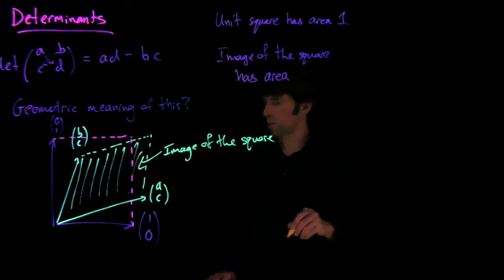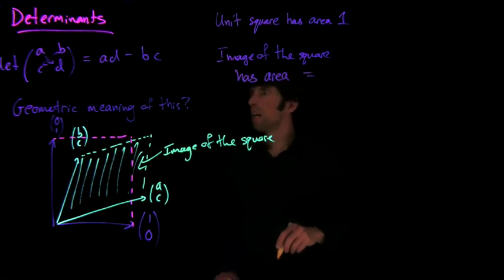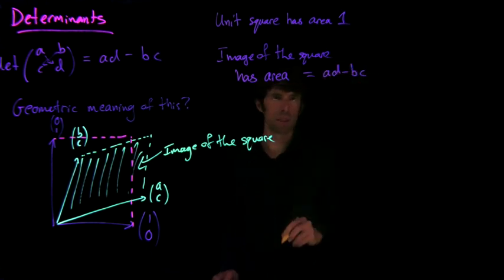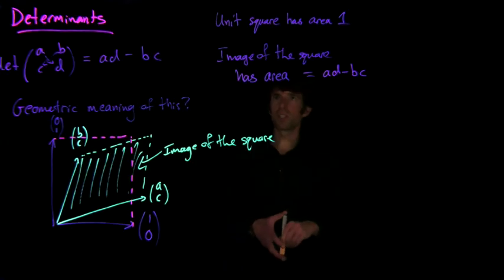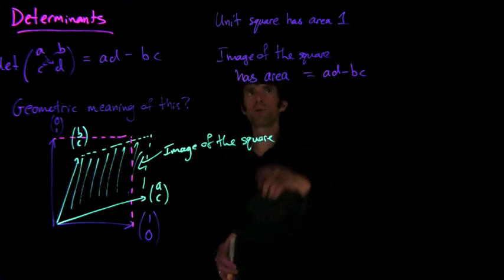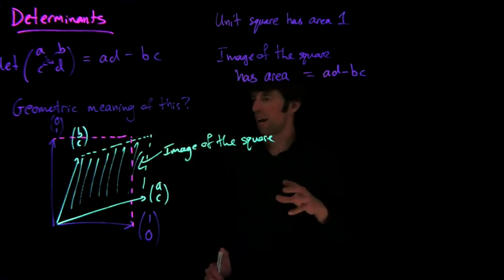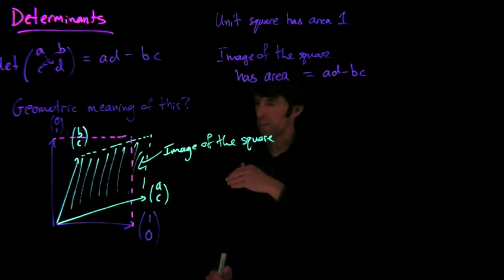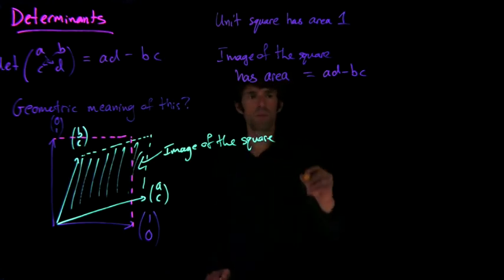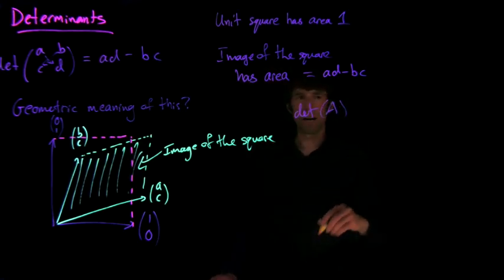And if you do a little bit of trigonometry, you can work out that the area of this parallelogram is equal to exactly the determinant, AD minus BC. So the determinant tells us how areas get scaled. If this is true for this particular unit square, then it's true for any square at all, and therefore it's true for any shape that could be covered by taking a bunch of tiny little squares. So the determinant of A tells us how areas are scaled.